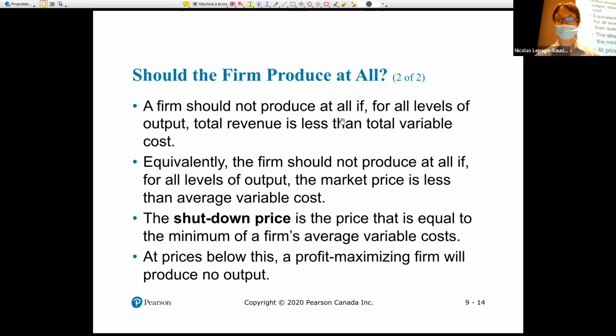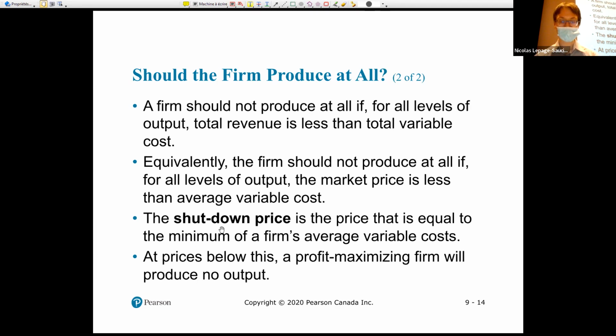Yeah, so the firm should not produce at all for all levels of output if, for all levels of output, the total revenue is less than the total variable cost. Otherwise, you're paying the fixed cost plus you're still wasting even more money. So you don't want to do that. So the minimum of the average variable cost, yes.